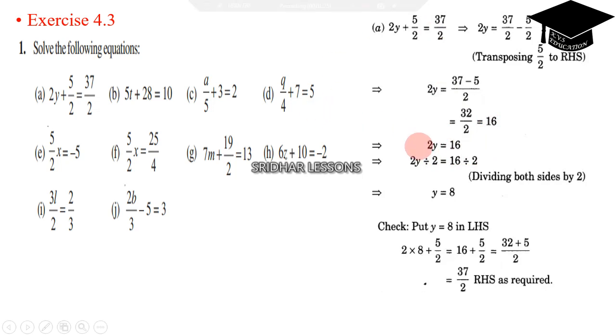Since we have multiplication here, we can divide both sides by 2. That means 2y divided by 2 is equal to 16 by 2. So y is equal to 8. If you want to verify, you can put y equal to 8 in the left hand side. So 2 into 8 plus 5 by 2, that is 16 plus 5 by 2. If you take LCM 2, 32 plus 5 by 2, so 37 by 2, this is equal to RHS. So left hand side is equal to right hand side.